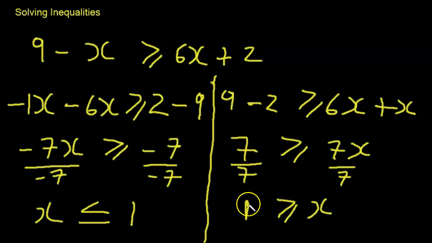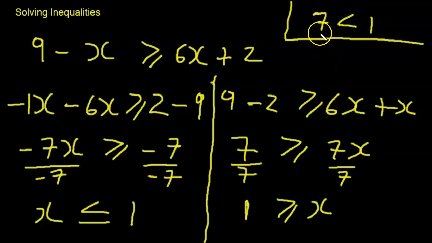So x is less than or equal to 1, and 1 is greater than or equal to x. Same solution. Let me show you something quickly. How would you read that? Two ways. You can say 7 is less than 1, or you could say 1 is greater than 7. The same principle applies here. x is less than or equal to 1, or you say 1 is greater than or equal to x. They are equivalent statements.